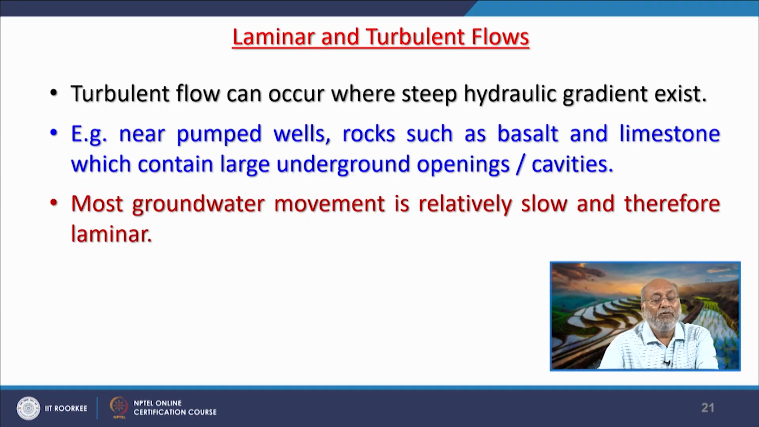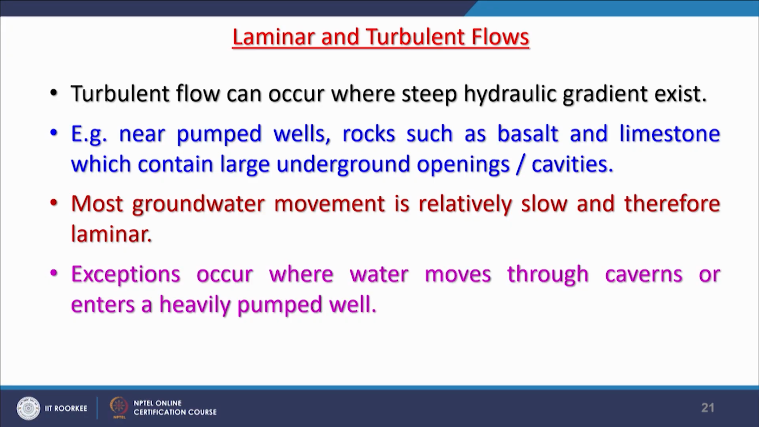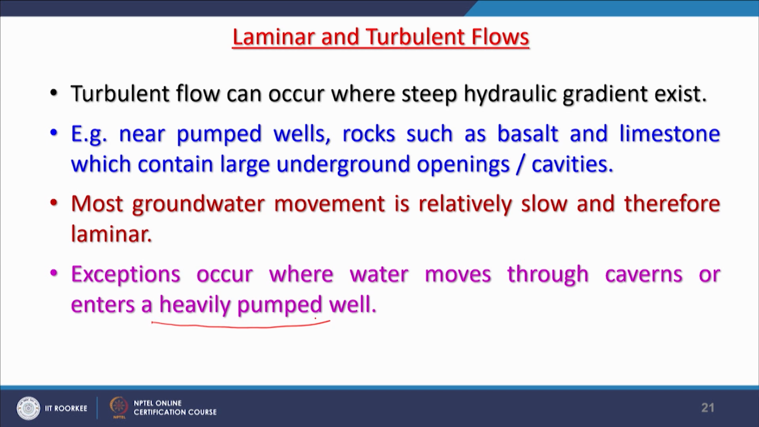Most groundwater movement is relatively slow and therefore laminar. So, when we withdraw water, the withdrawal should not create turbulences at the bottom of the well. If we maintain a very slow rate, we will have laminar flow. An exception of course occurs when water moves through caverns or enters a heavily pumped well. Heavily pumped wells means you are taking too much water continuously from a well, and the flow will get converted from laminar to turbulent.